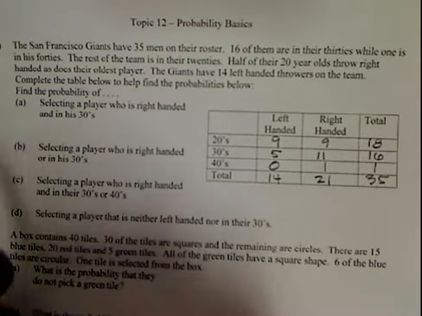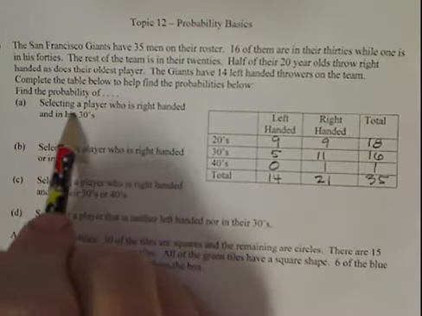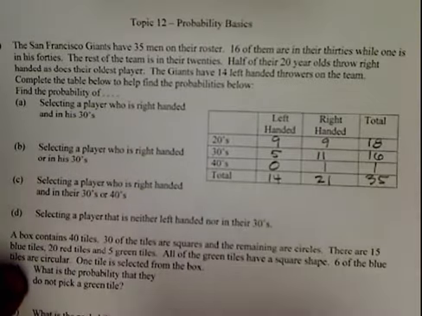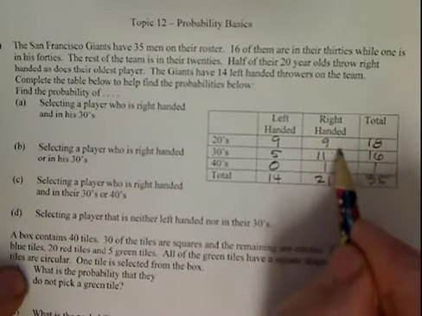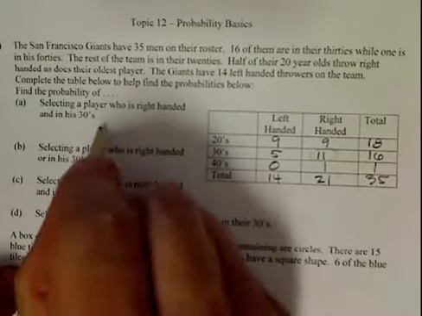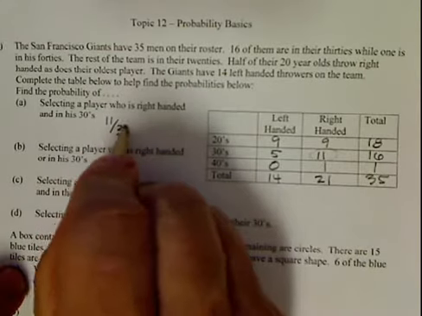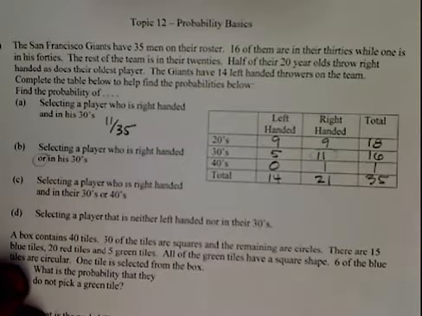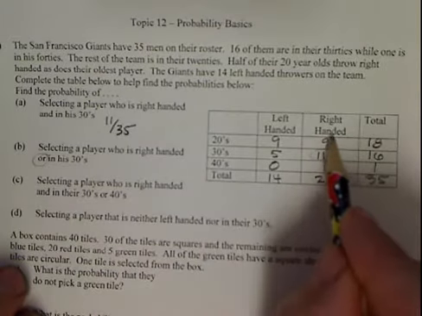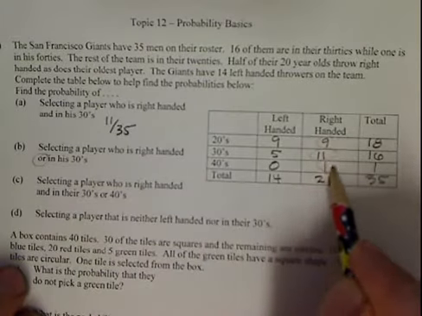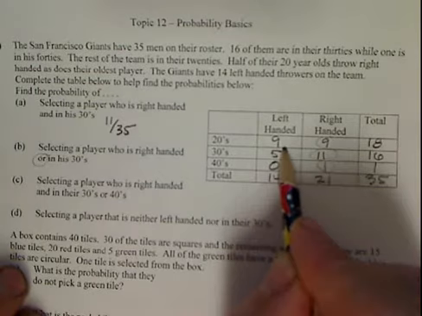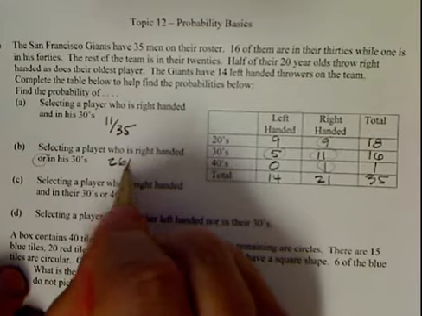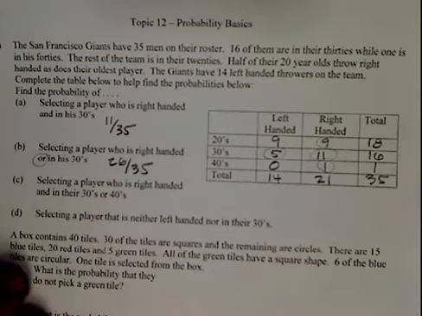Now we just got to go through and pick them out. So I'm going to select a player who is right-handed and in his 30s. Okay, so right-handed and in his 30s. We have 11 out of 35. Select a player who is right-handed or, okay, now they could be either one. So now any of the right-handeds, there's 21 of those, and also this one. So that gives me 26 out of 35. Just count the ones that work.